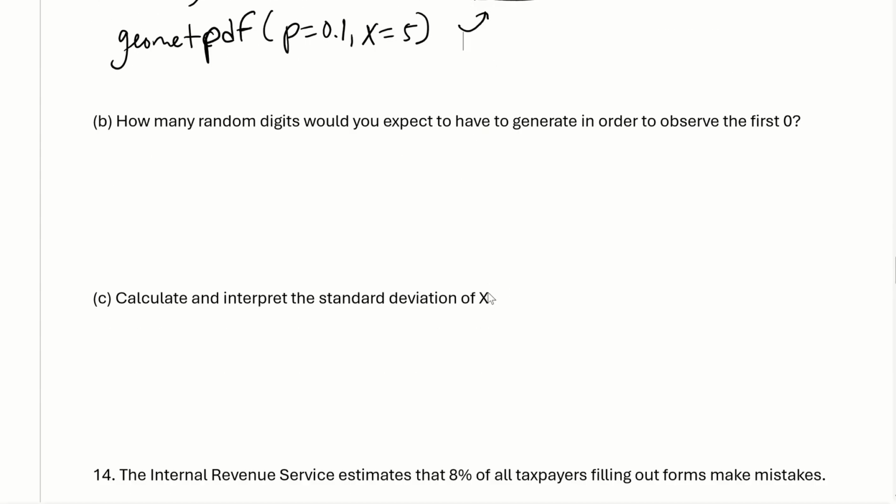How many random digits would you expect to have to generate in order to observe the first 0? So this is an expected value. You're going to use the formula for the expected value of a geometric distribution. The expected value, in this case for x, is 1 over p. So in this case it is 1 over 1/10, which is 10. So you would expect, on average, to generate 10 numbers before observing the first 0.